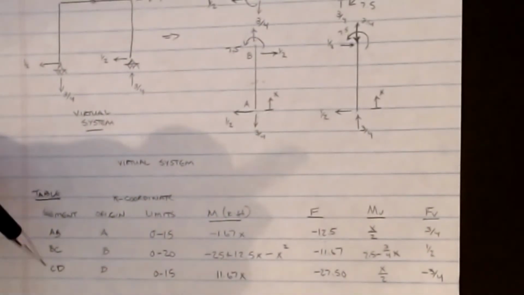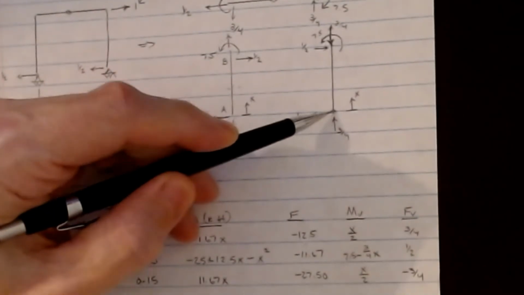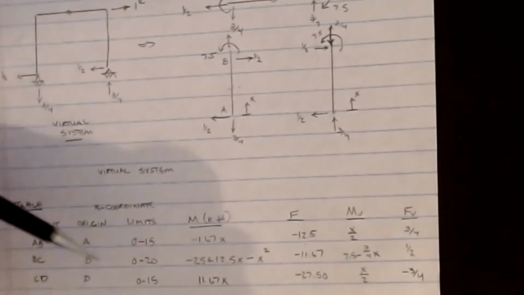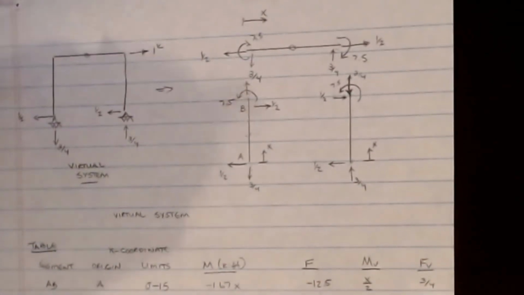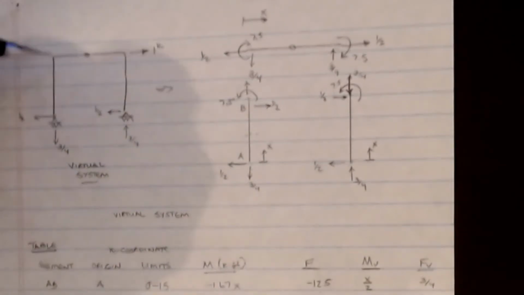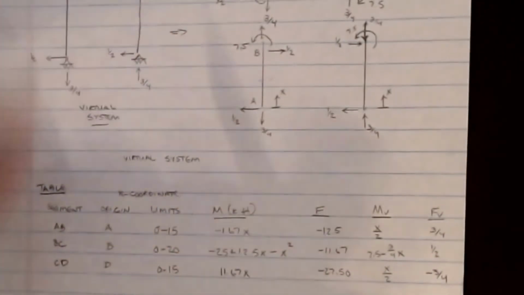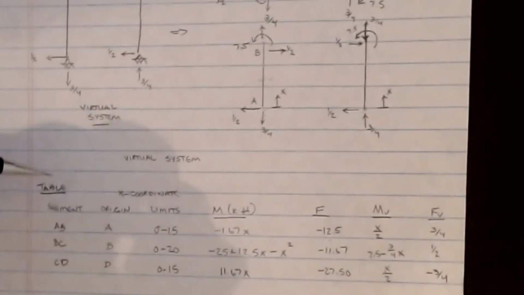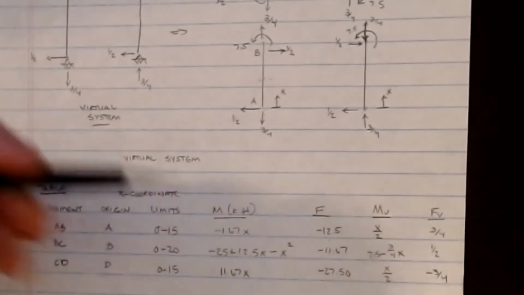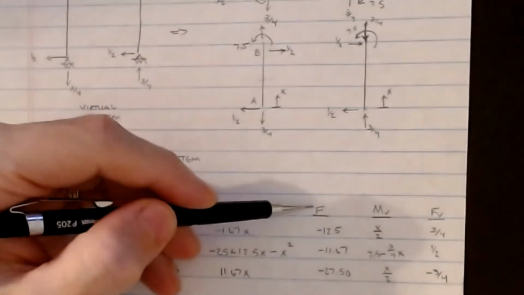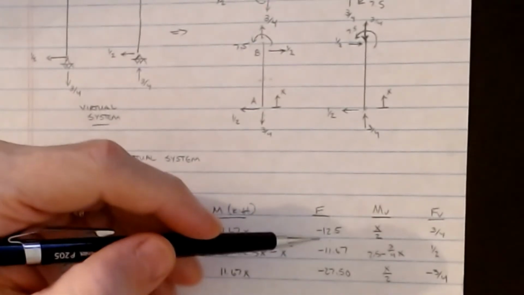Okay, the BC value is done the exact same way, except now I'm measuring from B. Sorry, my BC is the beam across the top. So I'm going from B here to B here, so I'm measuring from B, this corner, my beam is 20 feet long, that gets me my limits, and then the moment equation, just like you did before, you can find the generalized moment equation is minus 25 plus 12.5x minus x squared, and then the axial load value is minus 11.67. Okay, and again, that came out of our simple free body diagram.